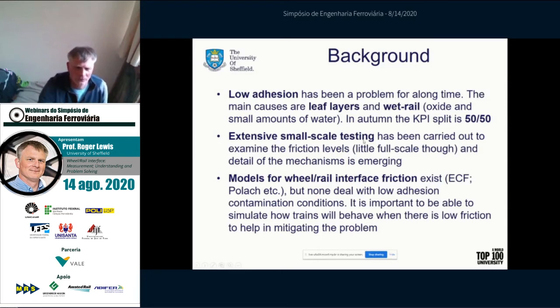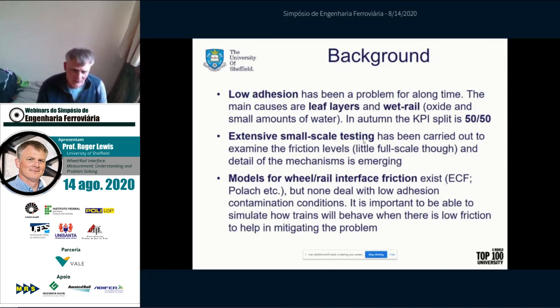A lot of small-scale testing has been carried out to examine friction levels, but very little full-scale. And in fact, while it's been a problem for a long time, detail of the mechanisms is only really emerging now. So, for example, we've done some work recently which we published on the role of tannins in leaves, which hadn't been explored before. So with the tannins present, you get very low friction. If you can suppress or remove the tannins, then the friction rises quite significantly.